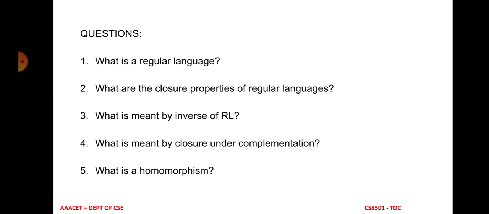And what is meant by closure under complementation? L is a language, L dash is its complement. If L is a regular language, then L dash is also a regular language. So you have to write the definition, and write the theorem and proof. And what is a homomorphism? Homomorphism is a function used to substitute each symbol with a particular string. So you have to write the definition and also write the example.